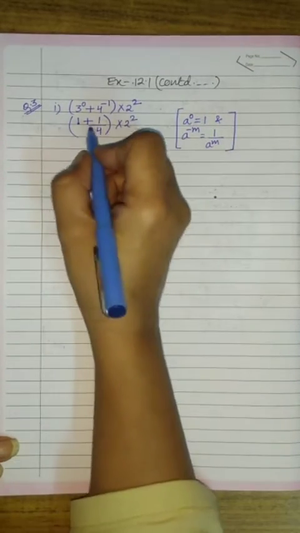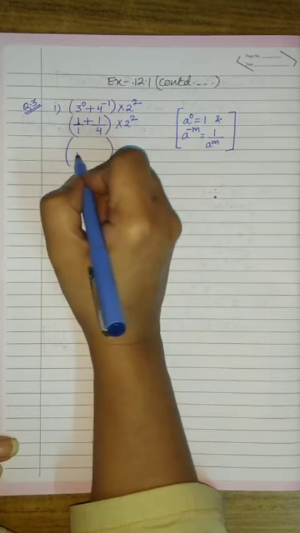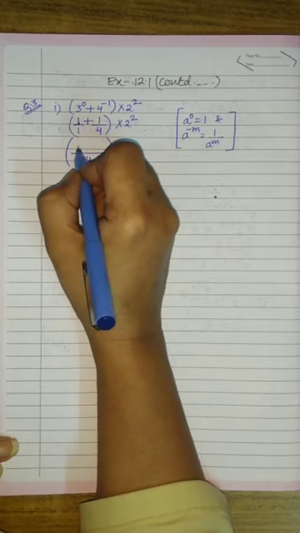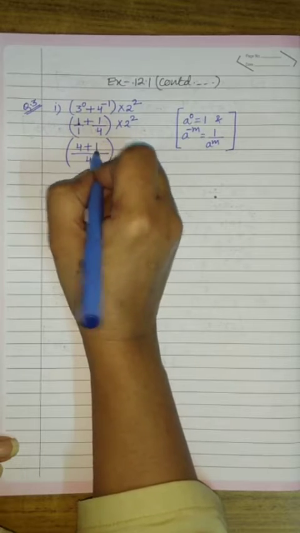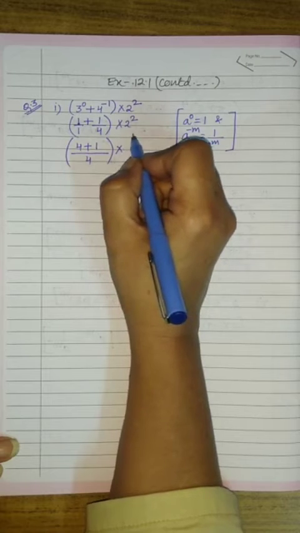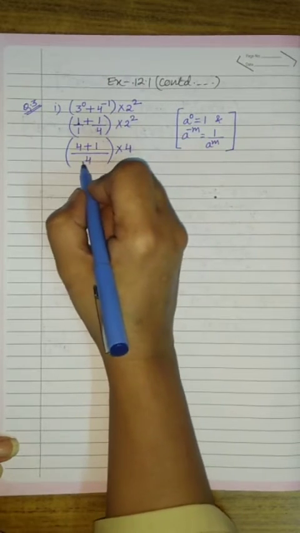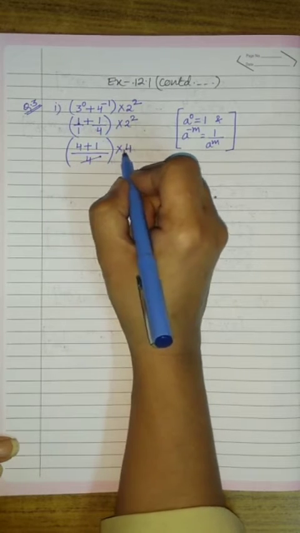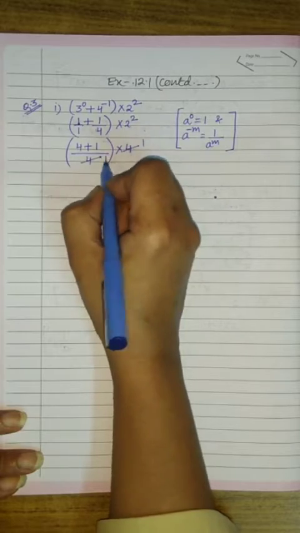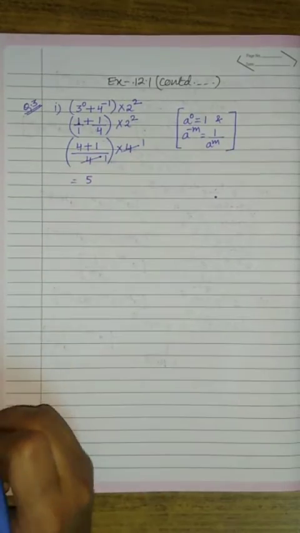Now we will take the LCM of the terms within the bracket. So we got our LCM is 4. On solving it, we got 4 plus 1 in numerator, and outside the bracket we have 2 raised to power 2, which is equal to 4. So this 4 in denominator will cancel with the 4 outside the bracket. So we are left with 4 plus 1 is equal to 5.